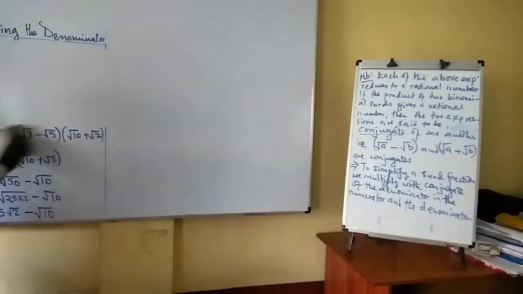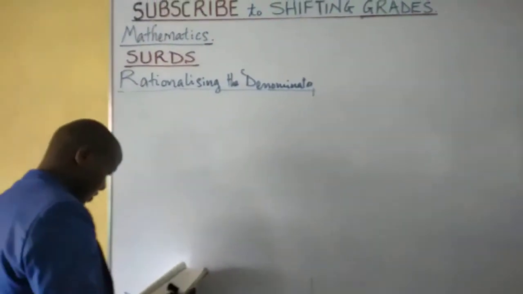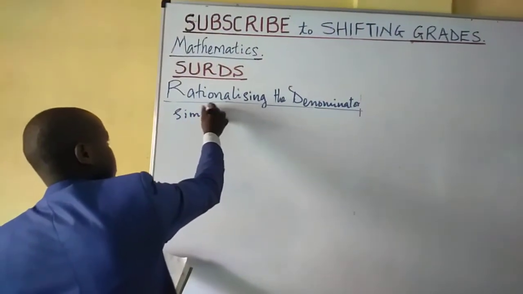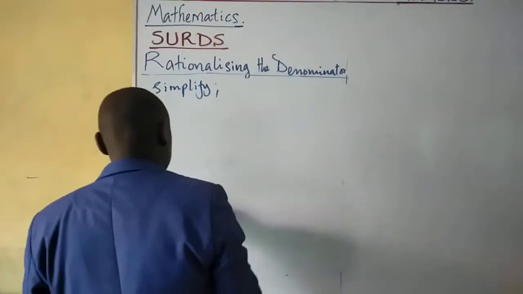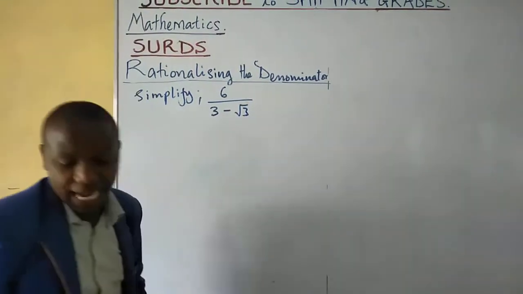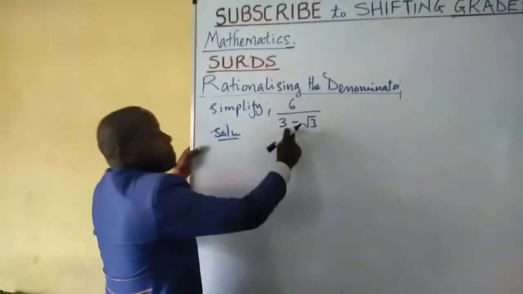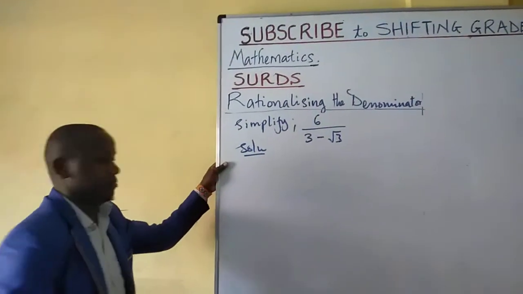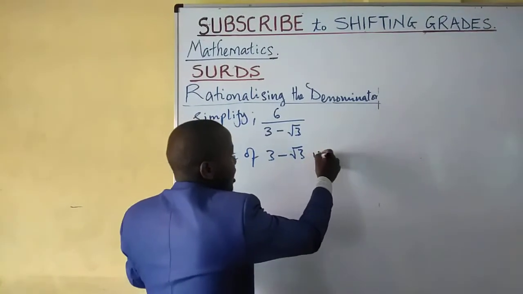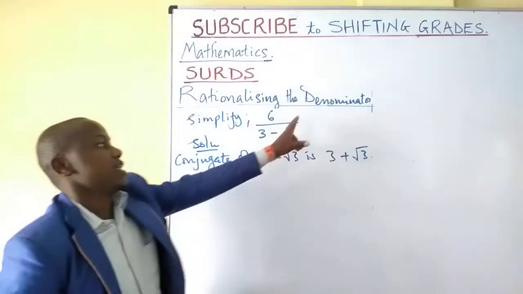Let me give an example concerning the same. When you are told to simplify the following, then you are given 6 all over 3 minus root 3, like that. You are told to simplify this one. Solution. We have the denominator is 3 minus root 3. Therefore, the conjugate of 3 minus root 3 is 3, now with a plus, like that. It is this conjugate which is going to multiply both the numerator and the denominator.